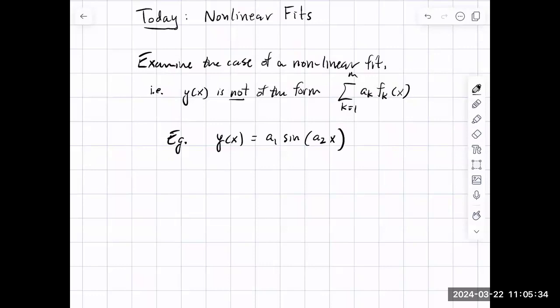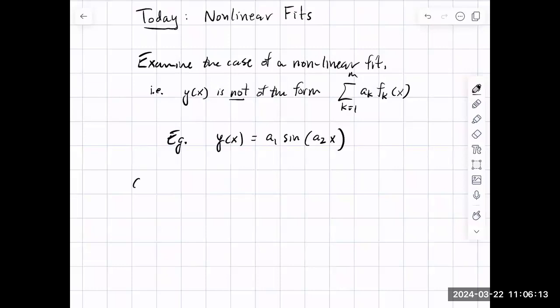If this was just a1 times sine of x, then we could use this method, right? We could just say f1 is just sine of x. It doesn't involve any a's, and so we just use the method that we had before. But if we have an a2 inside here, I can't express this in this form. And so this is a nonlinear function. It's a pretty simple one, right? It's just a trig function. But I'm going to show, I hope, that even this simple example of a nonlinear function cannot be analyzed in the way that we've been doing for our other examples.